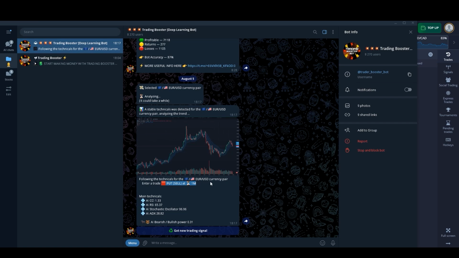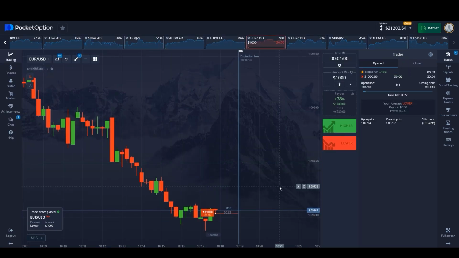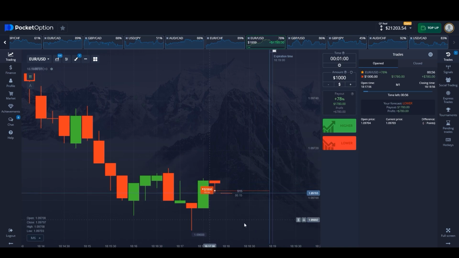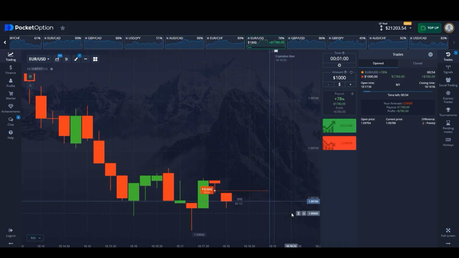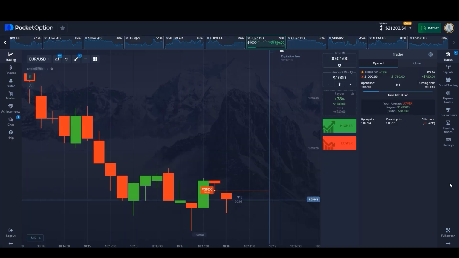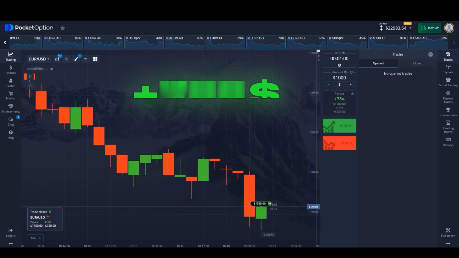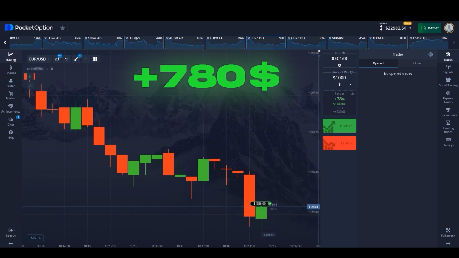I get a sell signal, immediately open my sell trade and pay attention to the fact that your signal, which you received from the booster bot, is valid for only 10 seconds. If you didn't open your trade, you better get a new signal from the booster bot. And that trade brings me $780.